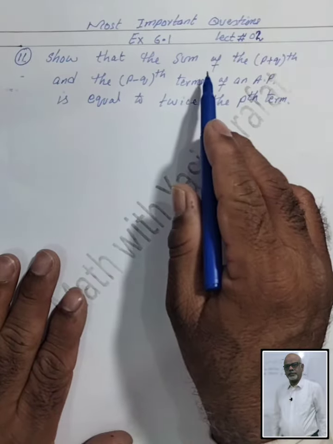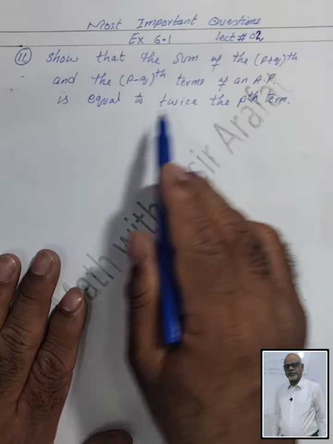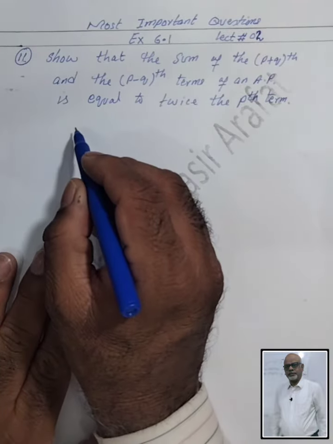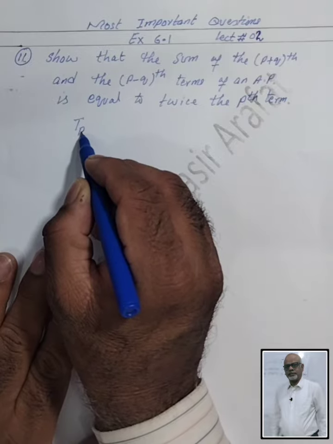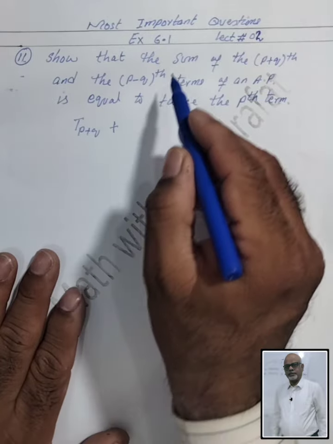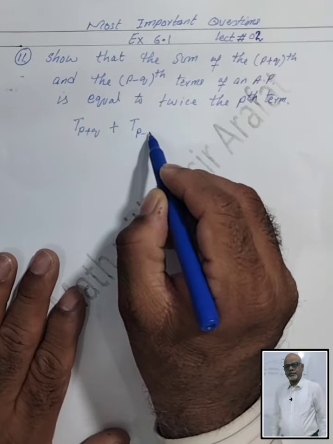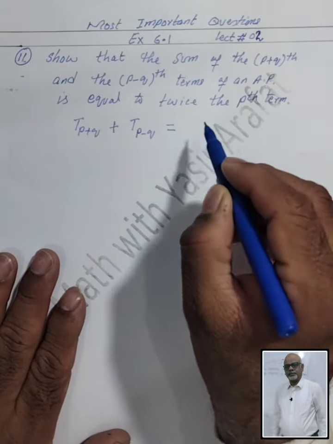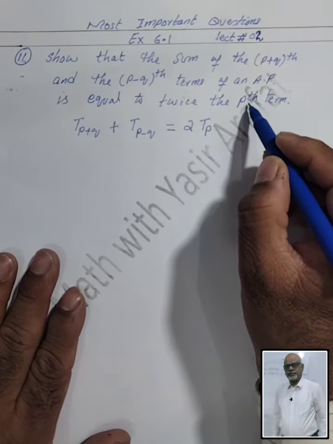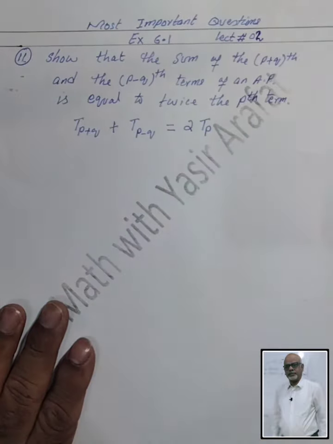Show that the sum of the p plus qth term and p minus qth term of an AP is equal to twice the pth term. So here the p plus qth term means T(p+q), its sum with the p minus qth term, T(p-q), is equal to twice the pth term, that means T(p). So this is the equation according to this question.